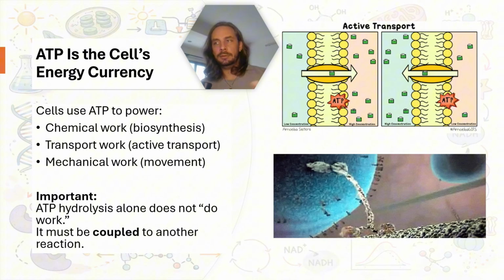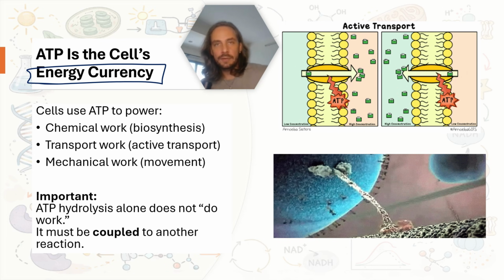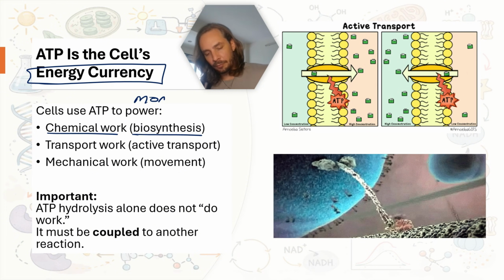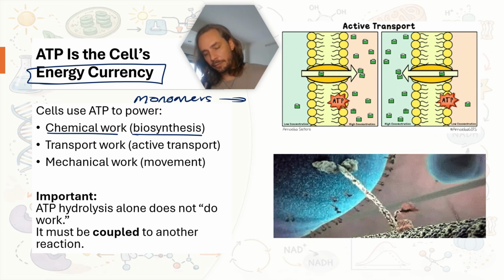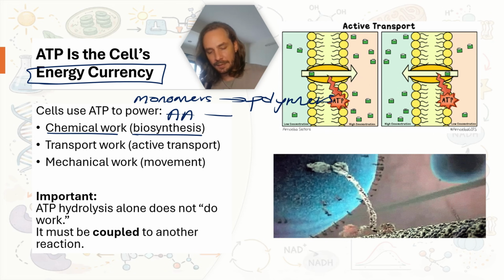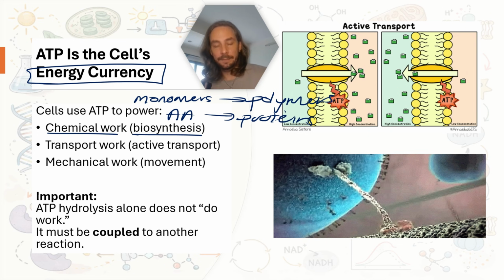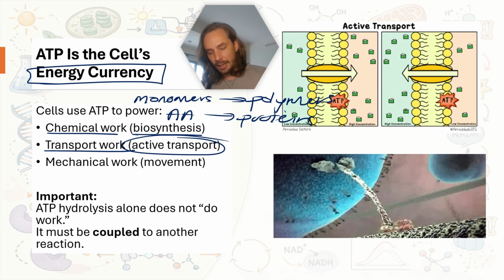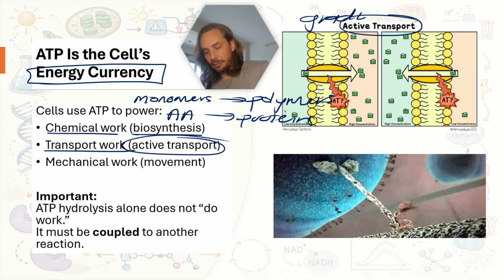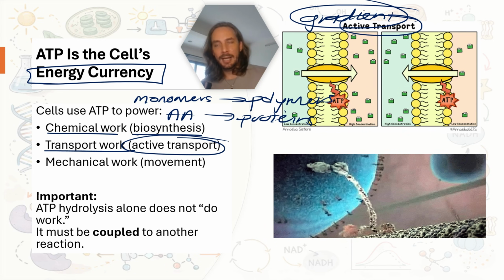Now, ATP is the cell's currency, the energy currency, okay? And we use it to do chemical work like biosynthesis, where we take different monomers and we build polymers. For example, we can take amino acids and we can build proteins. And in order to do that, we need ATP. Transport. So active transport, where we need to maintain a gradient, okay? In order to do that, we need ATP energy.